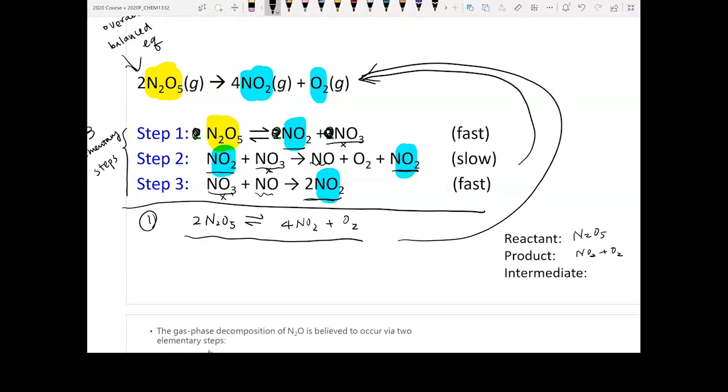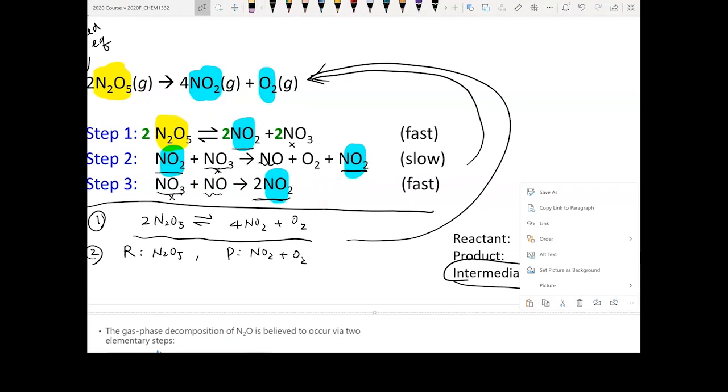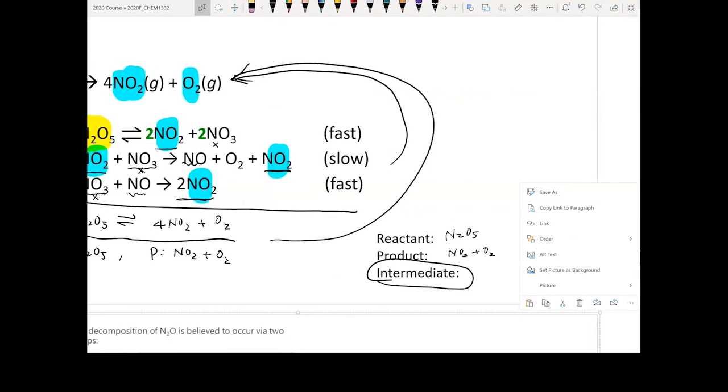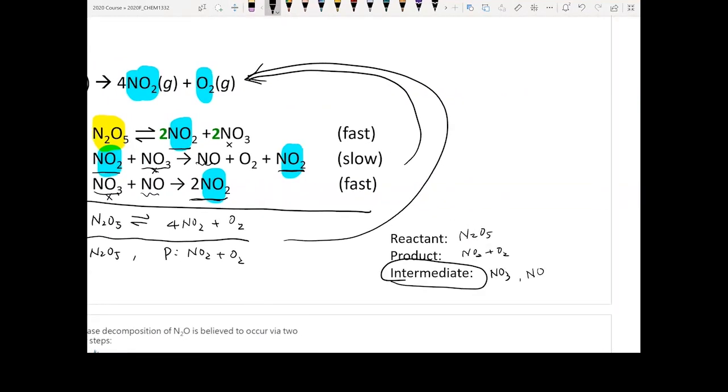Okay, so assuming we can do this first step without any problems, the second step is to write down what your reactants are, which we know is N2O5. What is your product, which we know is NO2 plus O2. All the things that cancel out when you add up your elementary steps, we call them intermediates. So in this case, your intermediates will be NO3 and NO.